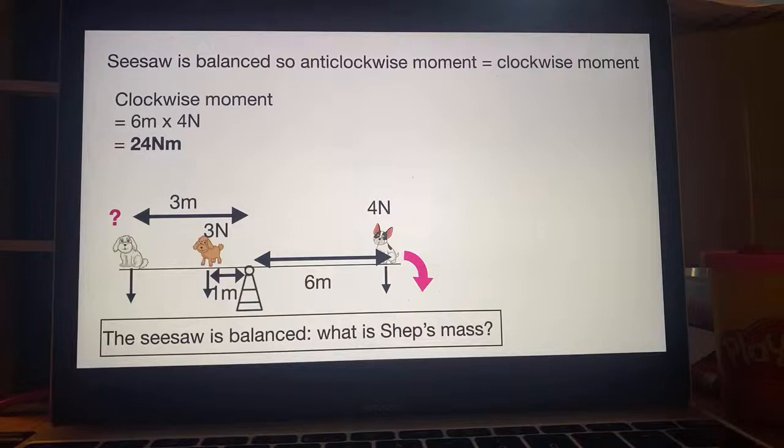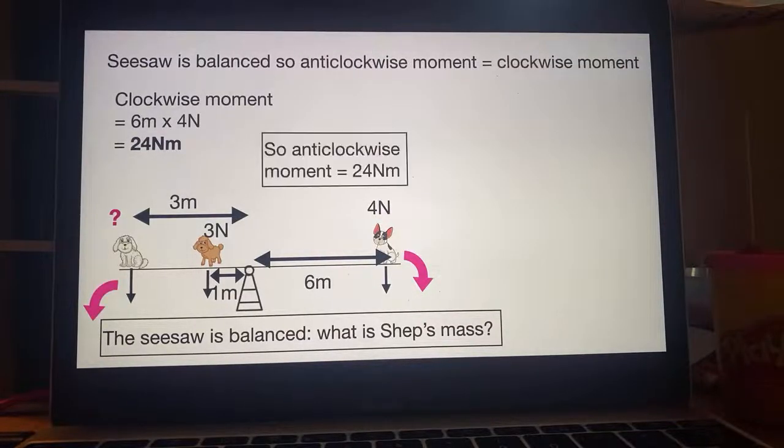Please double check your answer. If you think you've finished, just give it a double check just to make sure that you have got the right answer. I'll give you 10 seconds and then I'll go through it. All right, let's go through it then. So the total clockwise moment is 24 newton meters, which means that the total anti-clockwise moment is also 24 newton meters, because the seesaw is in equilibrium.